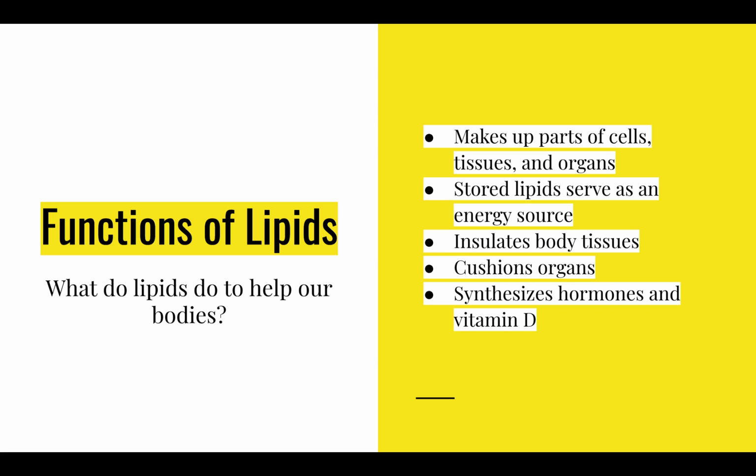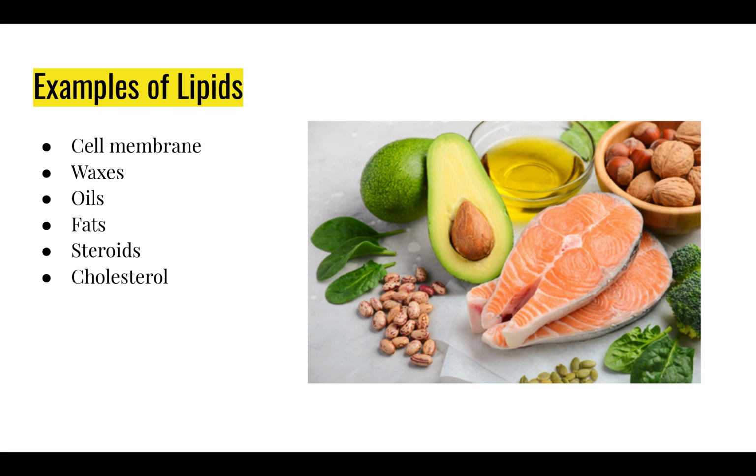You might be more familiar with calling them a fat. Some examples of lipids are your cell membrane. So your cell membrane is made of a phospholipid bilayer. We didn't go super in depth into that when we talked about parts of a cell, but just something to know. They also are waxes. If you think about oils, so you have olive oil, vegetable oil, avocado oil, they're always coming up with new oils. Those would be an example of a lipid.